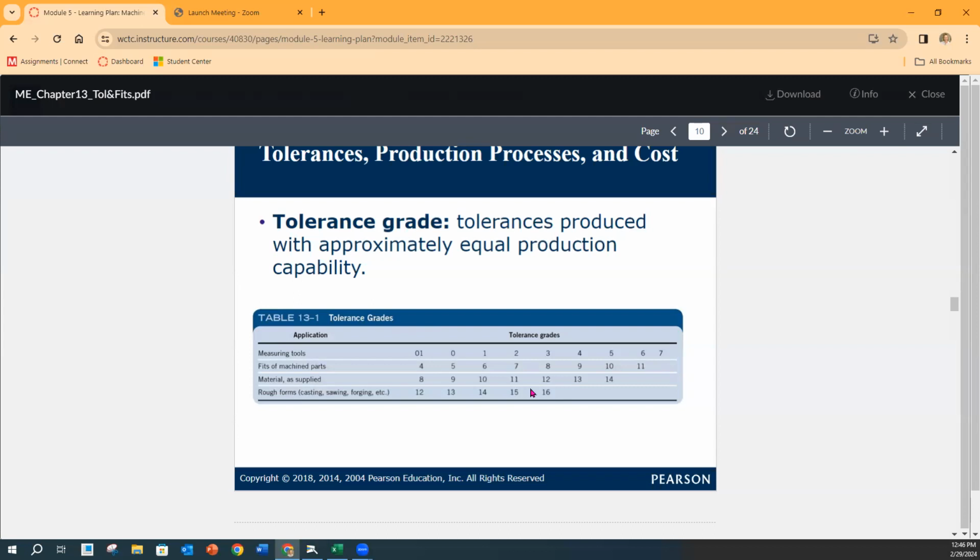My target is going to get wider. So things that are machine fit are going to be on this line right here. Materials that are supplied that come in are going to be here. And then rough forms, like it says here, castings and sawing. And then on the very top, these are going to be really accurate machines and items that are going to need a very small tolerance. So small tolerances up here, high cost; low tolerances down here, very low cost.